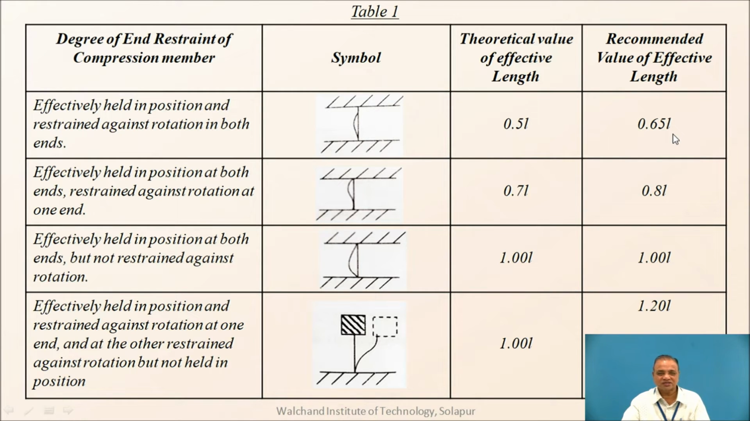We are supposed to take 0.65. Similarly, if one end is fixed and another end hinged, it is 0.8 L we are supposed to take. If both ends are hinged, then it is equal to L we should take, where L is the unsupported length.